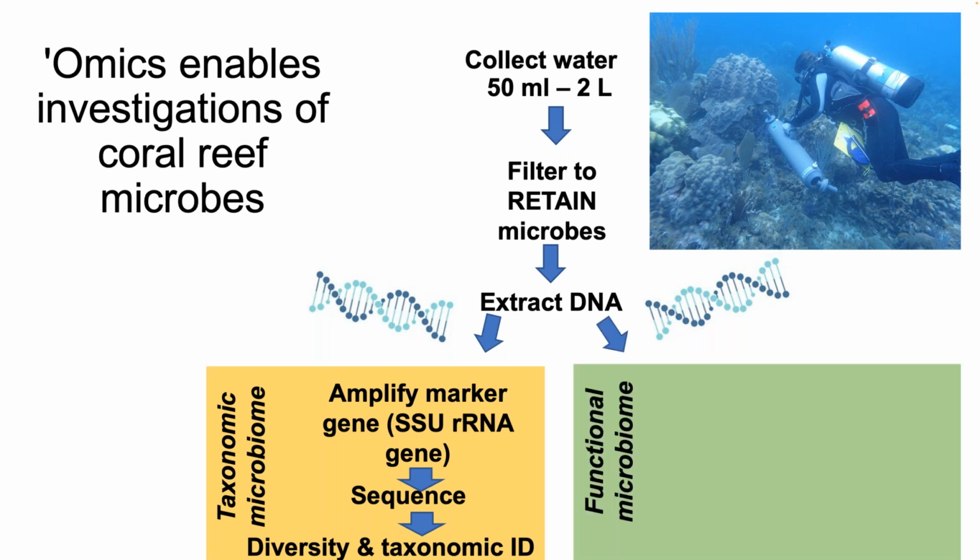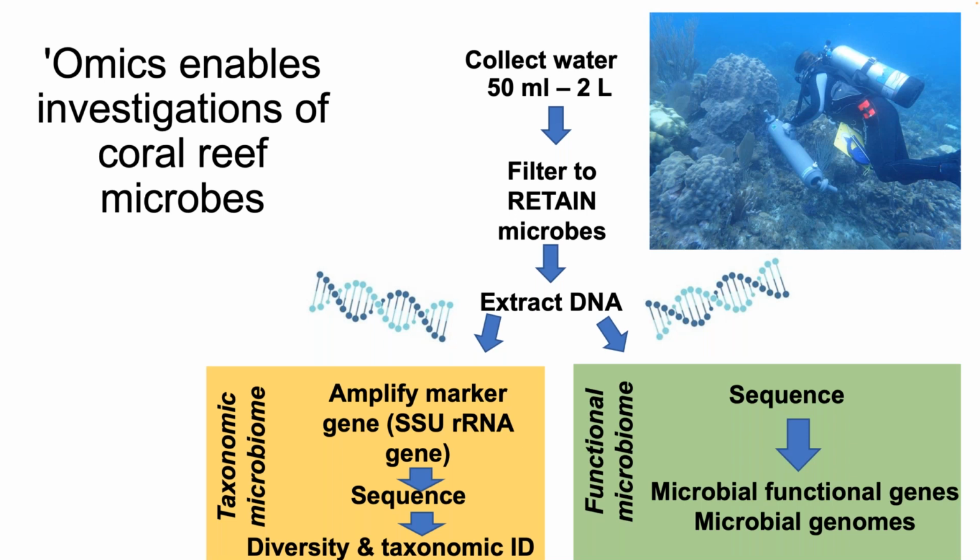Another approach that we use in our lab is looking at the functional microbiome. This is also known as a metagenomics type approach. Basically, what we do is take those DNA extracts and sequence them, and that allows us to look at microbial functional genes as well as assemble microbial genomes. While this doesn't tell us exactly what the cell is doing, it tells us what genes are there and what the cells are capable of doing. Together, these two techniques can be quite powerful to get a nice look at the microbial community composition and its genetic potential.